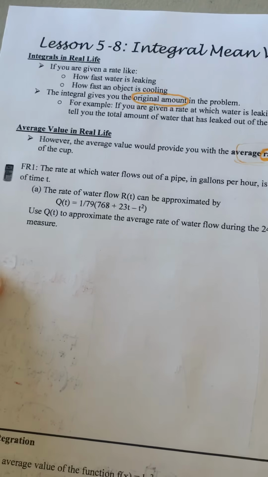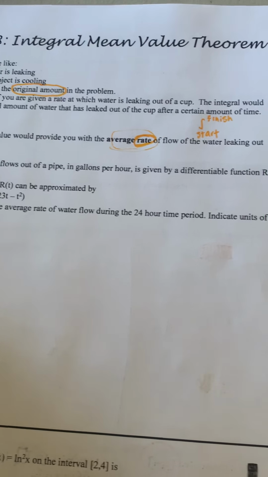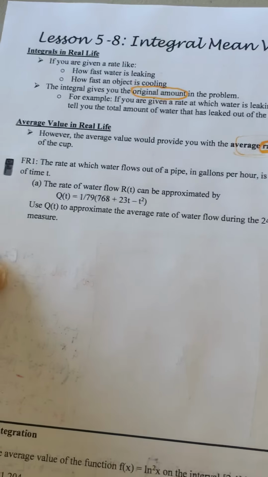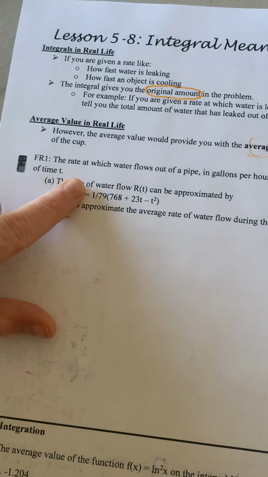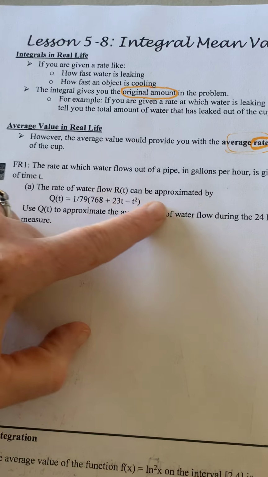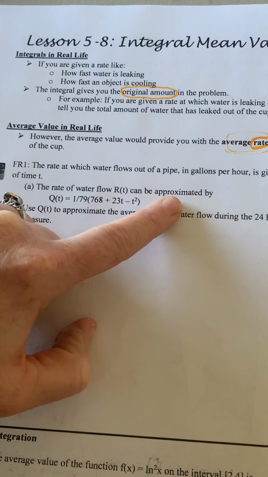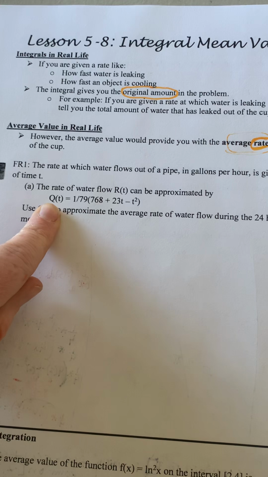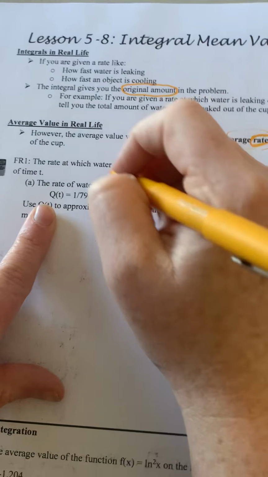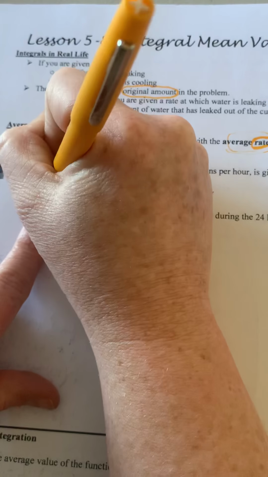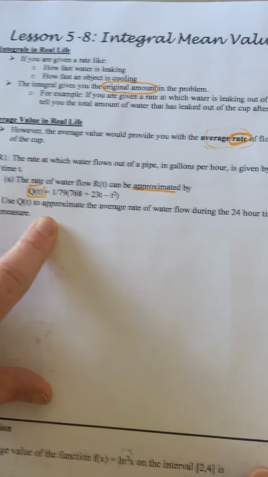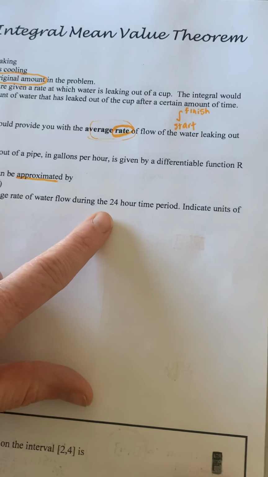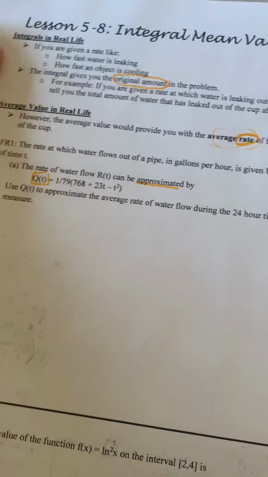The rate at which water flows out of a pipe in gallons per hour is given by a differentiable function R of time t. The rate of the water flow, R of t, can be approximated by Q of t, 1/79 times (768 plus 23t minus t squared). So this is just an approximate value and our new function. Use this to approximate the average rate of water flow during the 24-hour time period. Indicate units of measure.